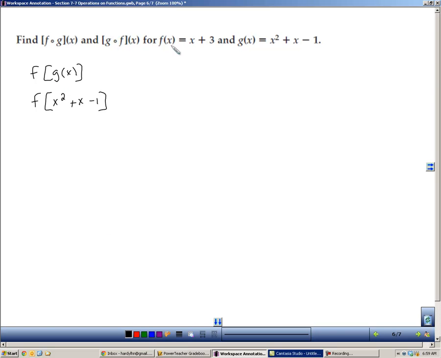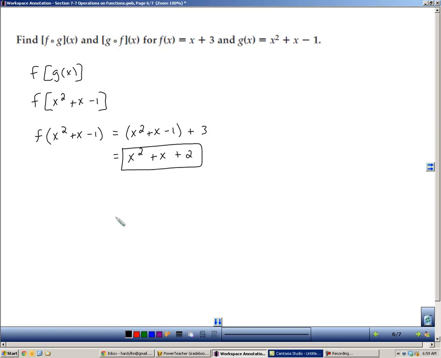Now in the f of x function, our x value is x plus 3. So if we want to find f of x squared plus x minus 1, we replace the x with that polynomial. And then we have a plus 3 on the end. And we simplify this: x squared plus x plus 2. That's what the composition of those two functions is. So go over here now and we'll find g of f of x.